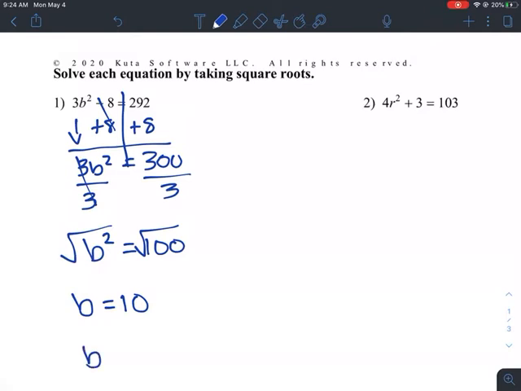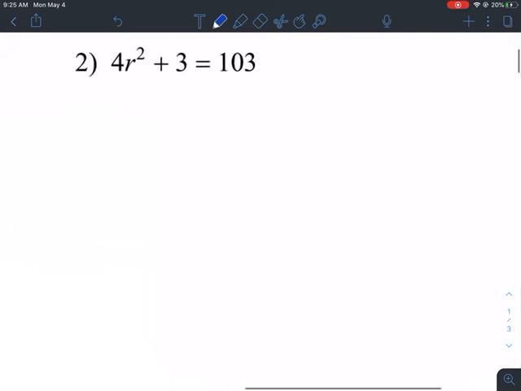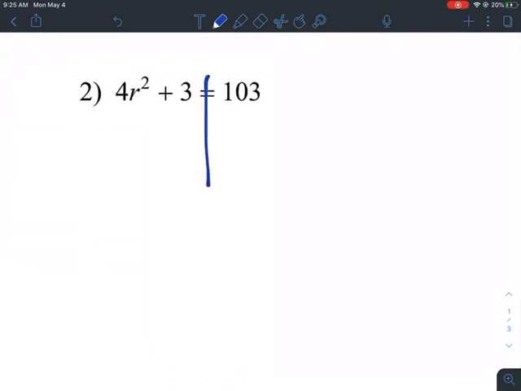But just like I said earlier, we have two answers. So if b squared equals 100, b could be 10, but b could also be negative 10, because a negative times a negative gives you a positive. So anytime you solve a quadratic by taking a square root, you have to have both the positive and the negative answer. Okay, so I'll do one more.